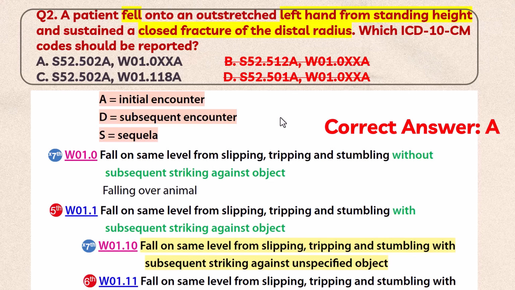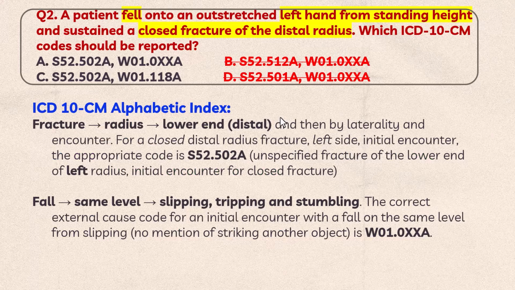So if you want to find the answer using the ICD-10-CM alphabetic index, first you have to find the fracture code. First, you have to go to the fracture, then go to the subcategory of radius, then go to the lower end, that is distal. It will lead you to the code series of S52.5. Again, go back to the tabular list and find the answer. Similarly, for the external cause codes, you have to go to the fall, then the subcategory of same level, then the category of slipping, tripping, and stumbling. It will lead you to the code series of W01. Again, go back to the tabular list and confirm the answer.